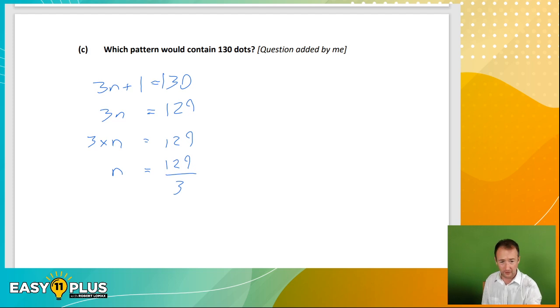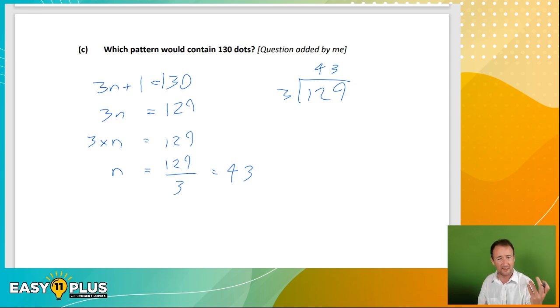Now, you may just be able to do that in your head, but there's really no shame in doing a little division over here. 129 divided by 3 gives us 4. Don't worry about the 1, 3 clearly doesn't go into that, 3 does go into 12 4 times, and 3 goes into 9 3 times. And there we have it, that's the answer. n equals 43.